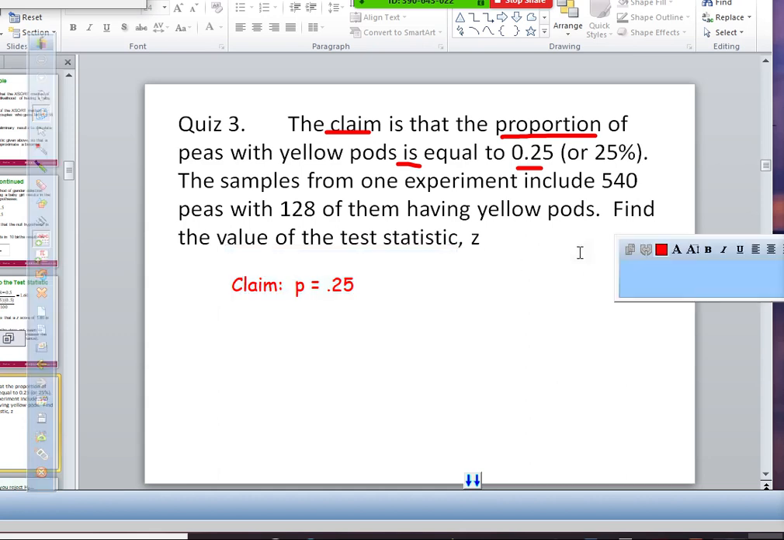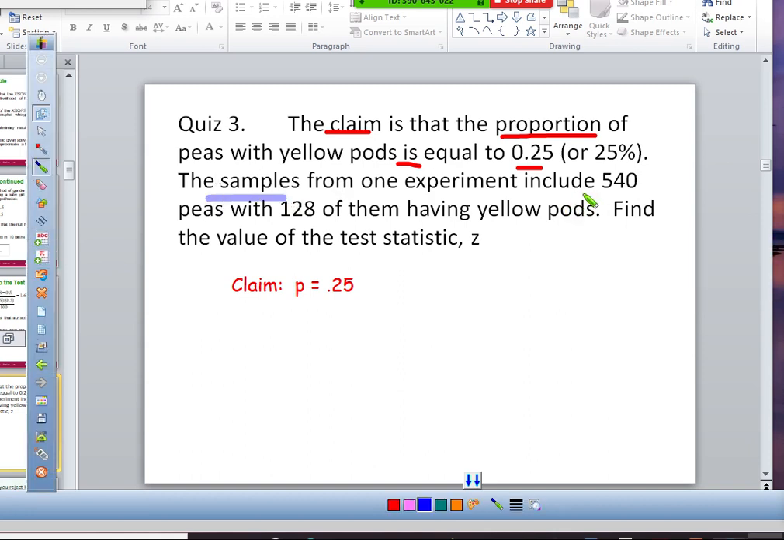Okay, and then we have to look at it and figure out what we've got going on. When you find your claim, it helps you figure out what your mu is. This is your mu naught. Your sample, you have to take from the sample. My sample had 540 M&Ms, and 128 of them were yellow.